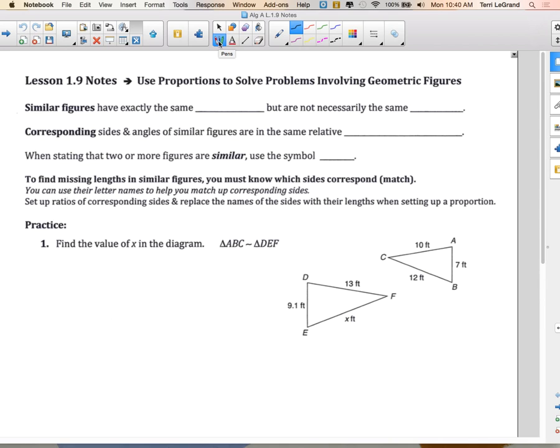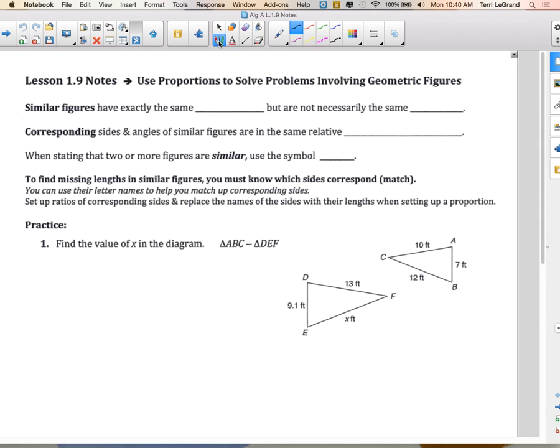So our learning goal for today, first of all, let's take a quick look over here. I can use proportions to solve problems involving geometric figures. So we're still going to do what we were just doing back in lesson 1.8, but now we're carrying it into another way we can use it, and that is when we have to solve missing information from geometric figures, we can use a proportion model to do that.